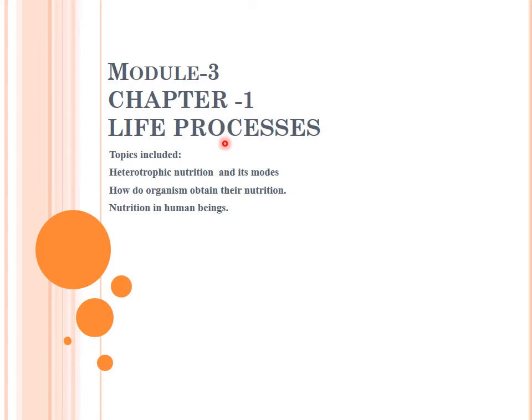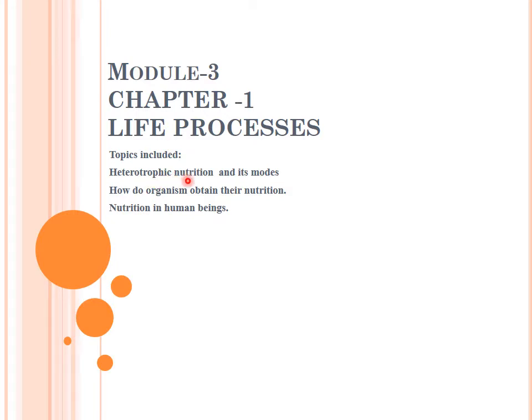In module 1 we discussed the introduction of the chapter, and in module 2 we discussed nutrition in detail with its photosynthetic and chemosynthetic mode. In that module we discussed the photosynthetic mode in detail. But now in module 3 we are discussing heterotrophic nutrition.